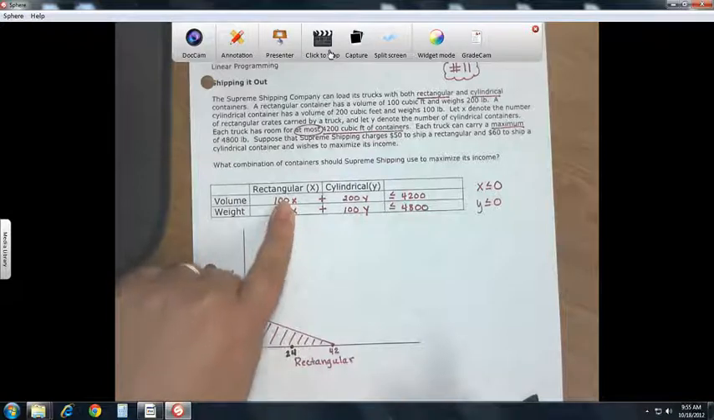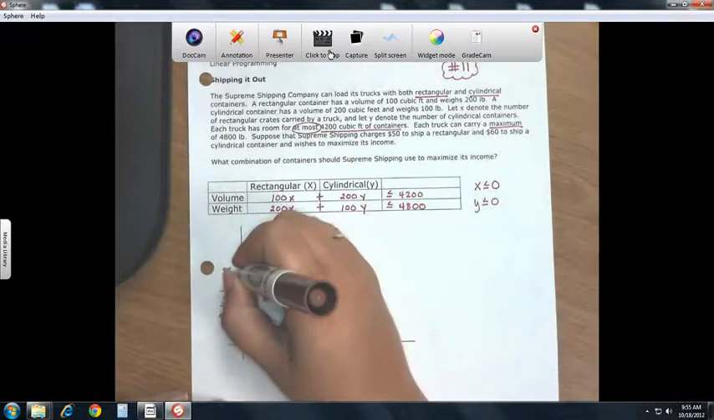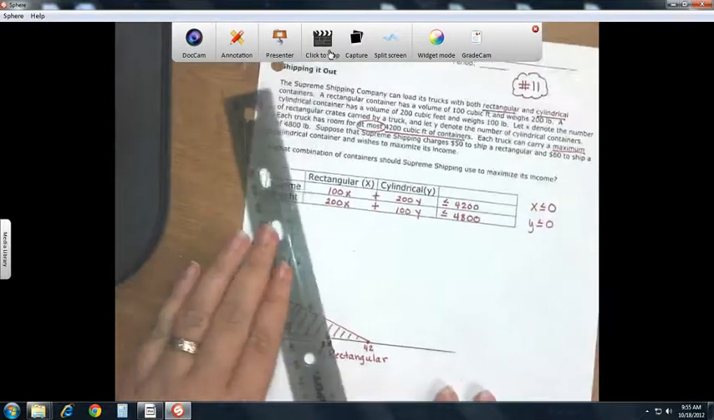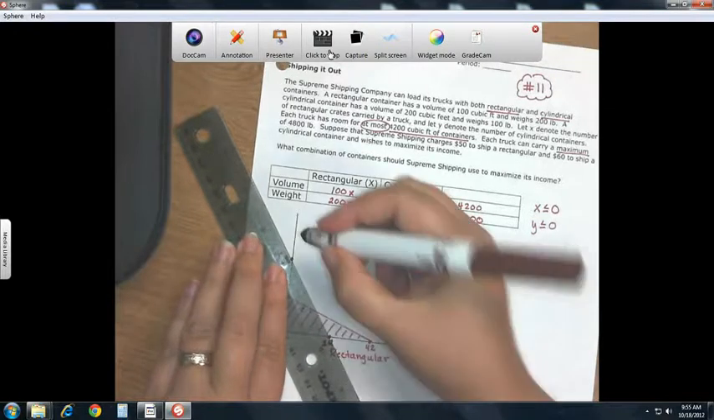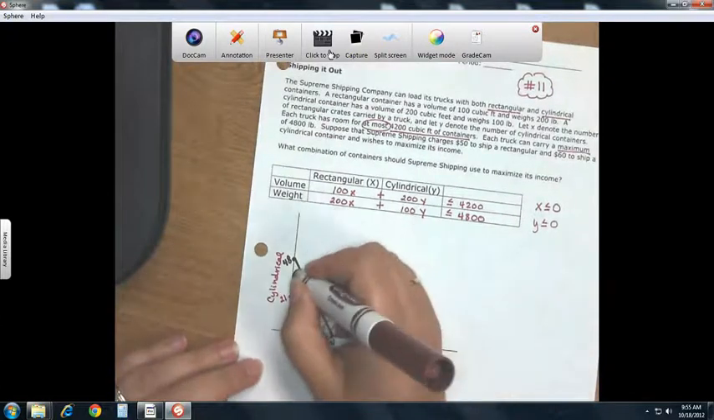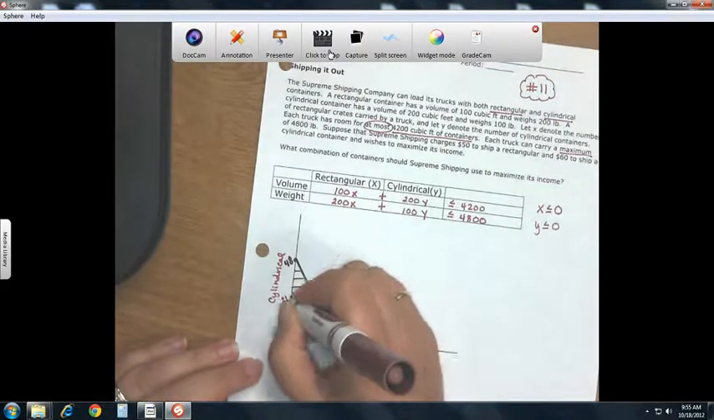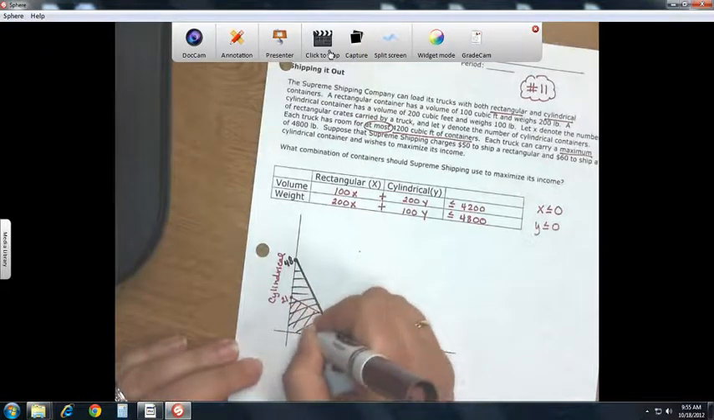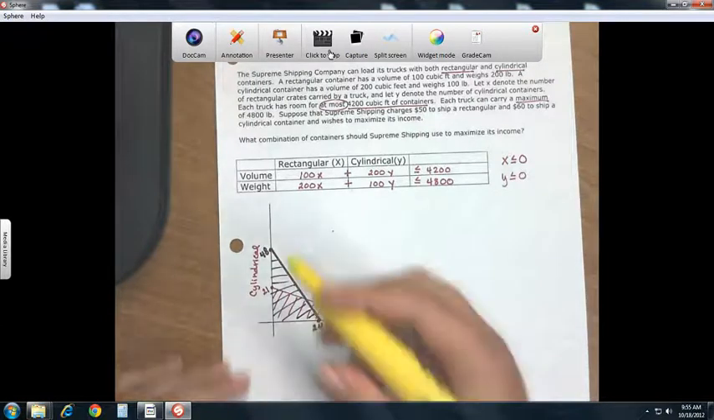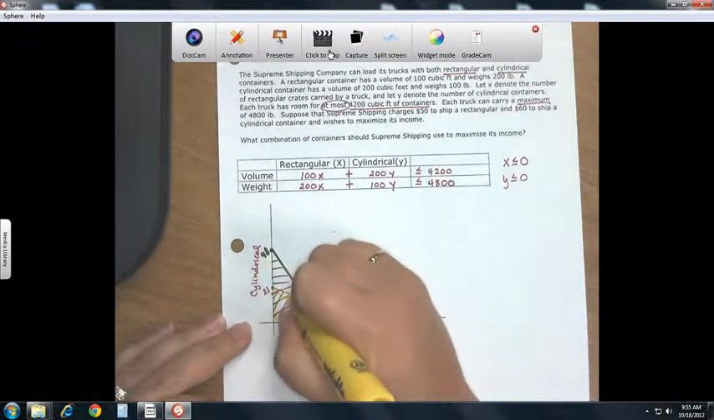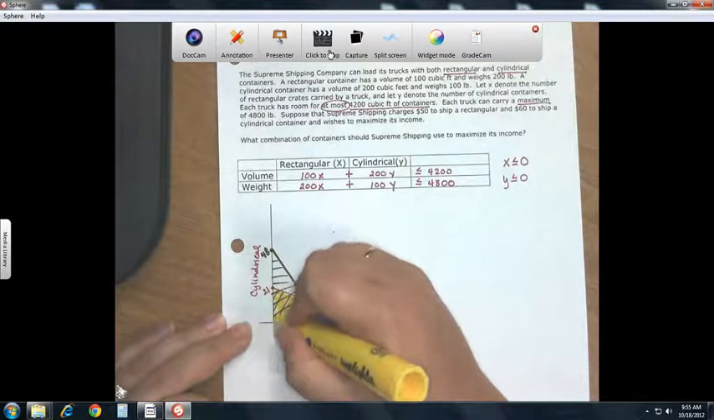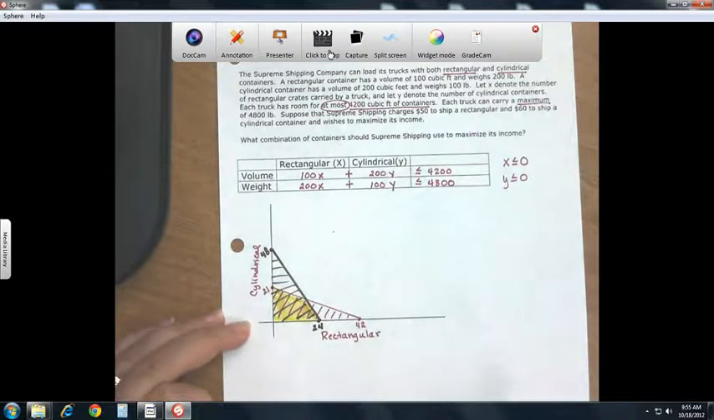Go ahead and draw that line in. Again, don't need to be super accurate. Okay, that is also less than. So I'll be shading here. And we're looking for where the red and the brown overlap. And that is going to happen right here. Okay, so now we know our region, and we just have to find our vertices.